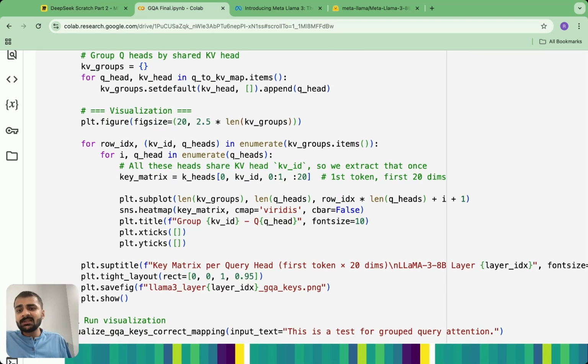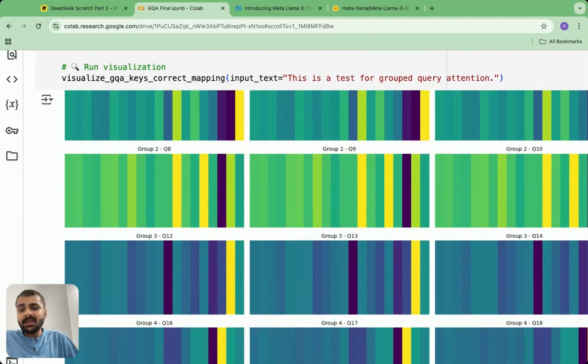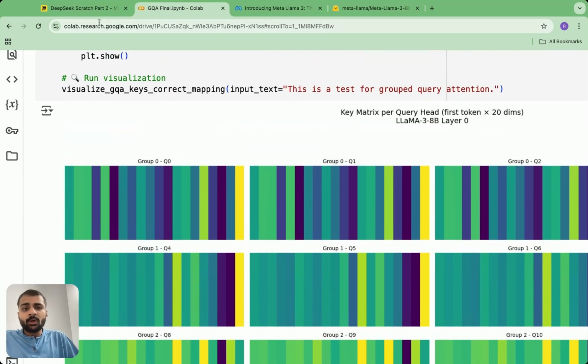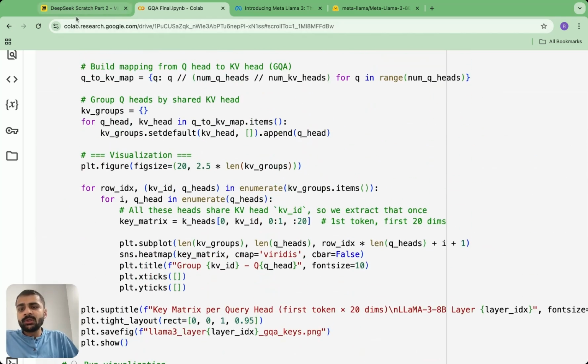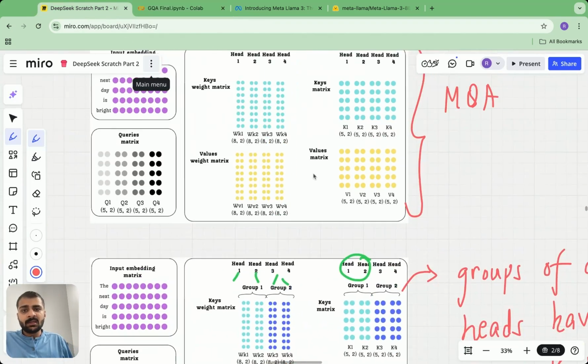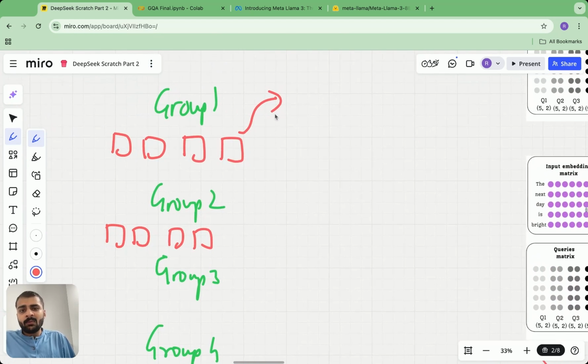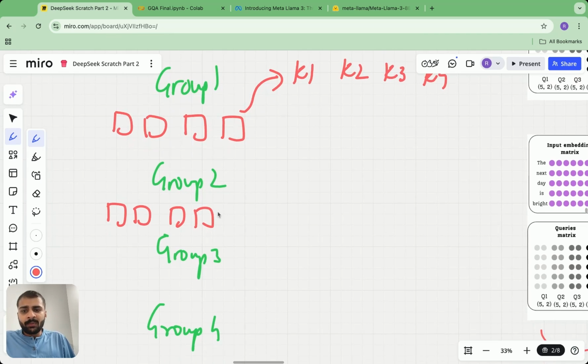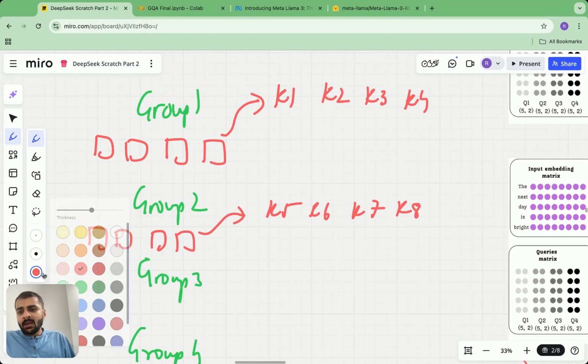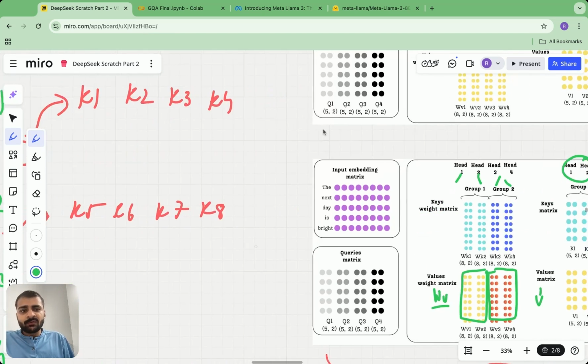I wanted to visualize the query, the keys, the keys matrix, and the values matrix. I wanted to visualize the keys matrix for every group. So there will be K1, K2, K3, and K4, the keys matrix for group 1. Then for group number 2, there will be K5, K6, K7, and K8, etc. Like that. And what would be the dimensions of the keys matrix?